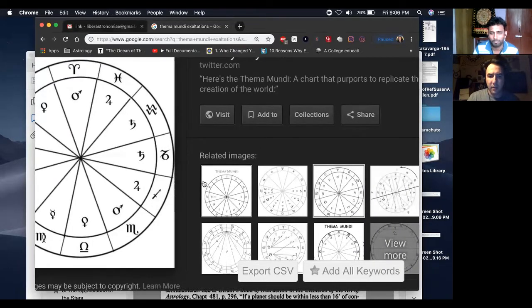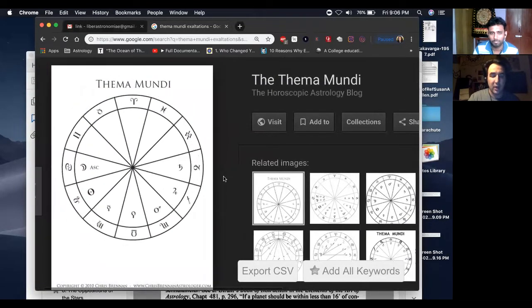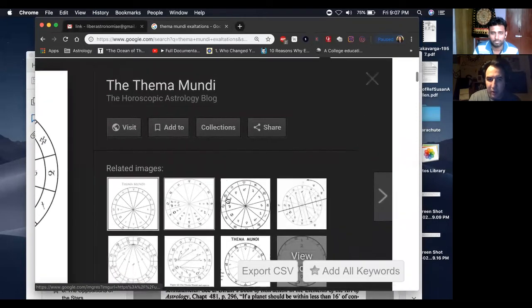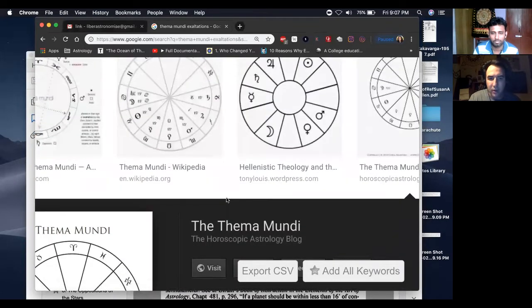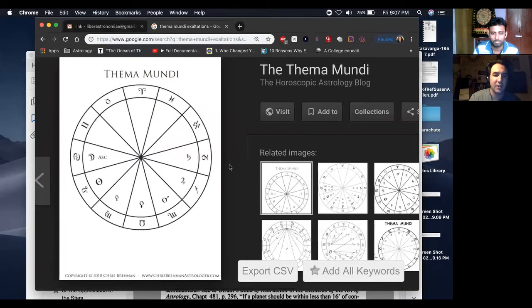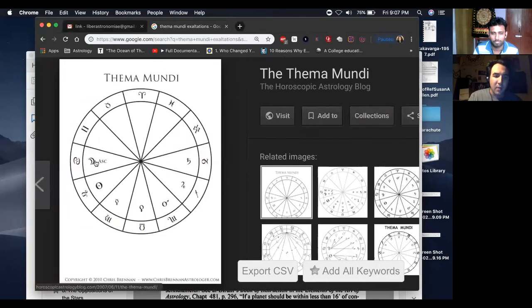Next, we have the thema mundi, which will also help us understand the planets. This shows the ascendant in Cancer, and every planet is arranged like a ring around the chart. I thought there was another one where they were all in their exaltations, but maybe not. No, there's not. That's something else.